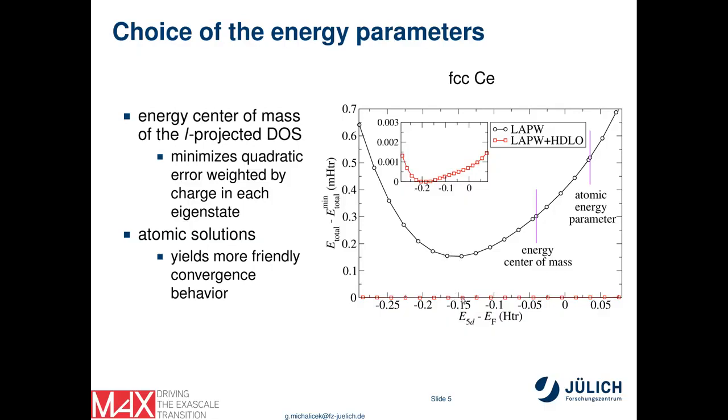So the optimal total energy is down here, and you see this red curve also. There I added some higher derivative local orbitals to our basis set, and with this our calculation gets more or less identical total energies independent of the exact choice of the energy parameter. Of course, this is an example for FCC cerium where this linearization error that we actually see here is pretty large, and for most systems it is much smaller.